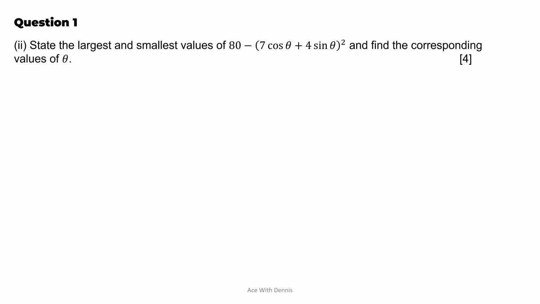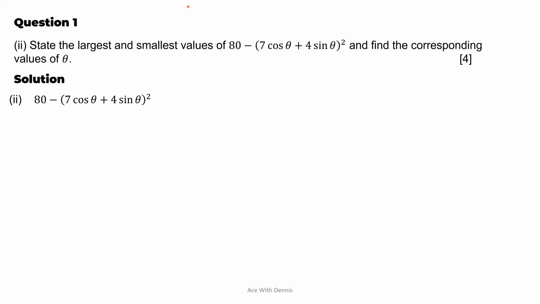Next, we move on to part 2. State the largest and the smallest values of 80 minus 7 cosine theta plus 4 sine theta, all squared, and find the corresponding values of theta. 4 marks. Okay, here's the solution.